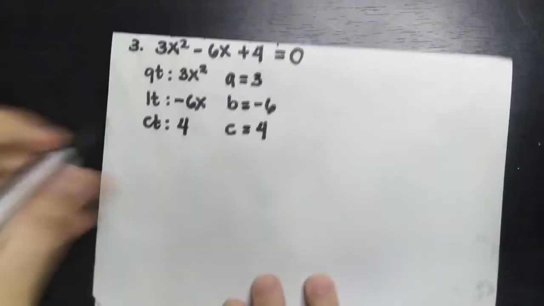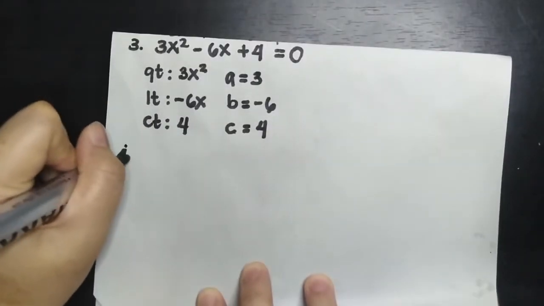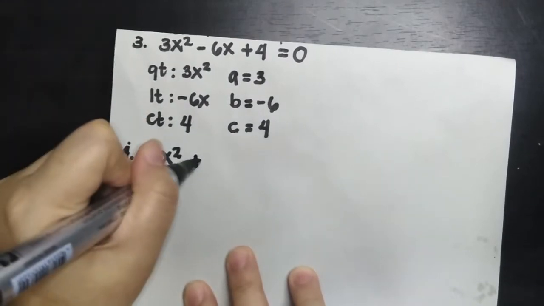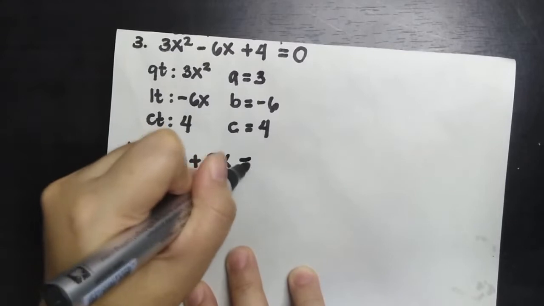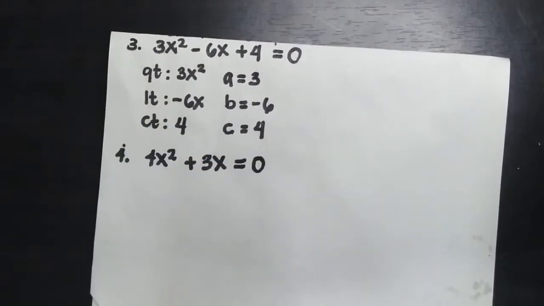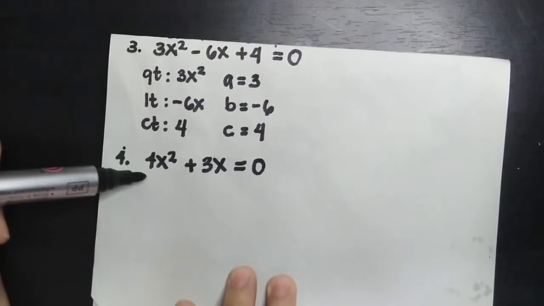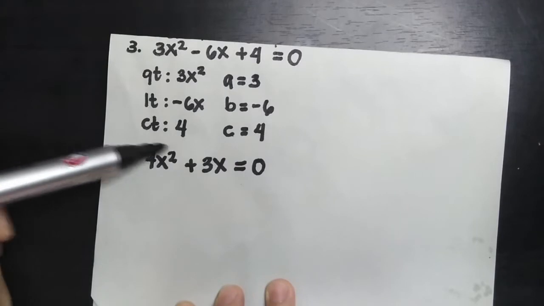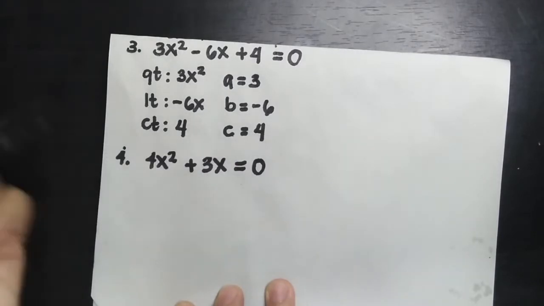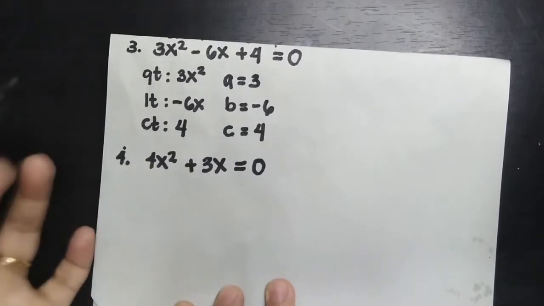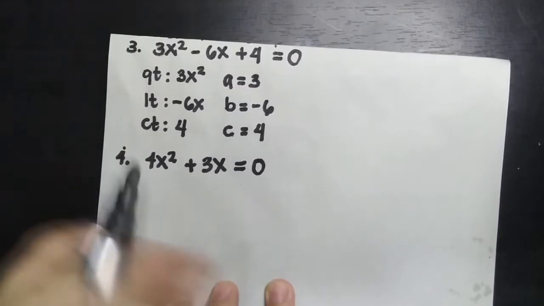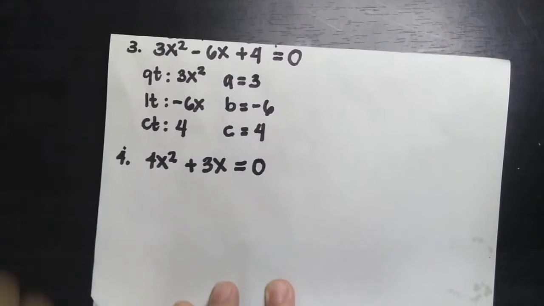Now for our fourth example, what if we have 4x squared plus 3x equals 0? So unlike our previous example, this quadratic equation only has 2 terms, and obviously we only have the quadratic term and the linear term. Now what happens to the constant term right now? So if that happens, that just means that the constant term is 0.